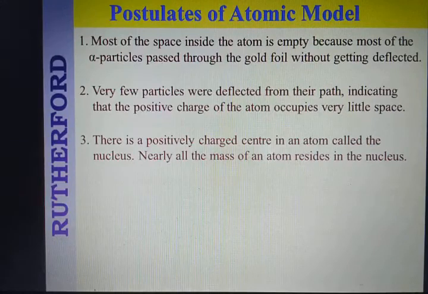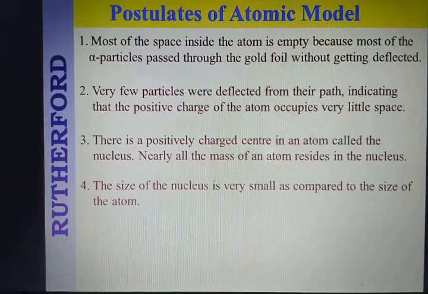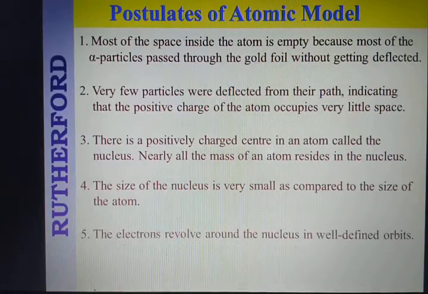The central part is the nucleus, containing the mass of the atom. The next postulate of the atomic model is that the size of the nucleus is very small compared to the size of the atom. It's obvious, because the nucleus is at the center. Electrons revolve around the nucleus in well-defined orbits. That's another postulate of Rutherford's atomic model.